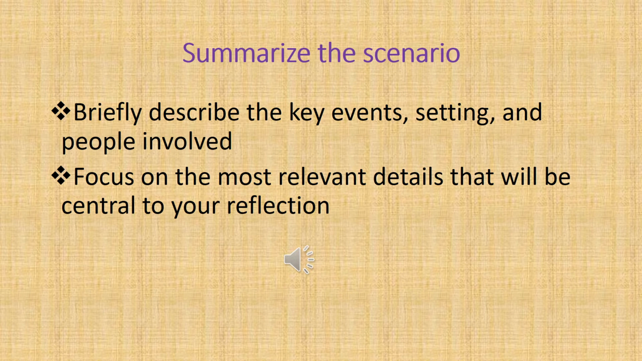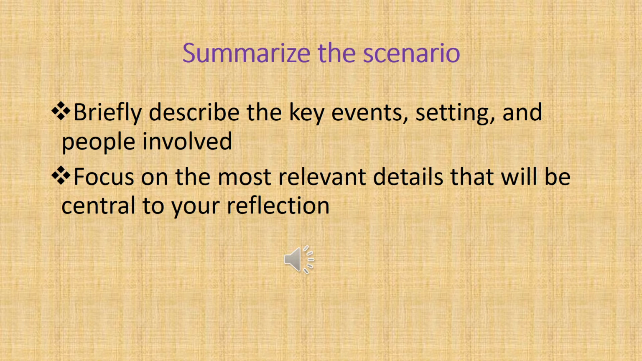The first element that I need to cover is summarizing the scenario. Because it's a reflection, it's very important to first identify the scenario that you want to reflect on in your reflection journal. First, you need to briefly describe the key events, the setting, and the people involved in that scenario, and this helps to provide a better background for the readers to understand what you want to reflect about.